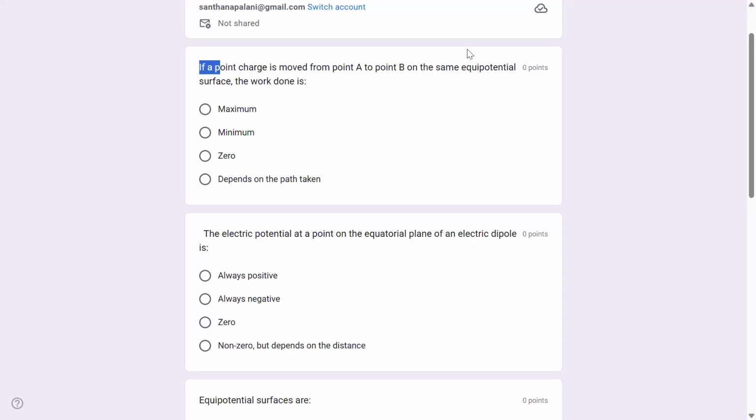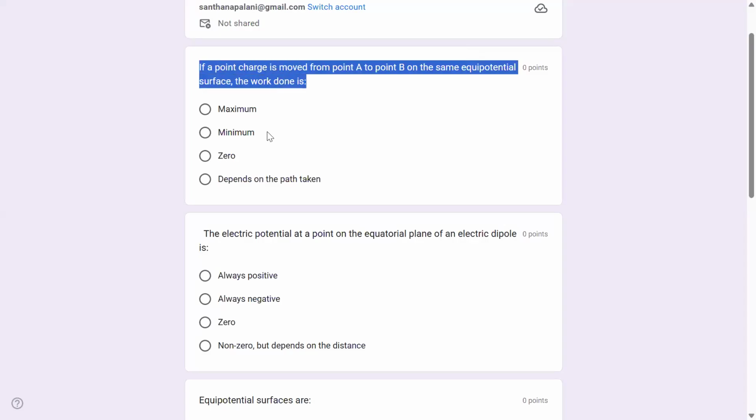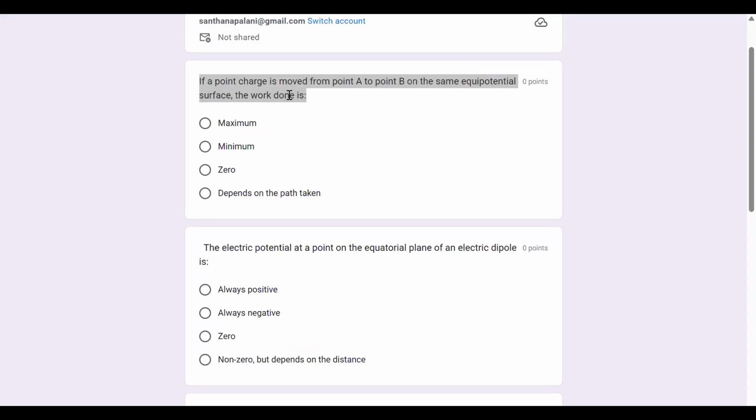First question: if a point charge is moved from point A to point B on the same equipotential surface, the work done is what? If a point charge is moved from point A to point B on the same equipotential surface, then what is done? Zero. Very good.